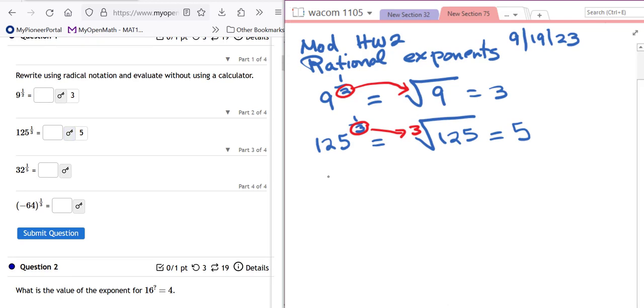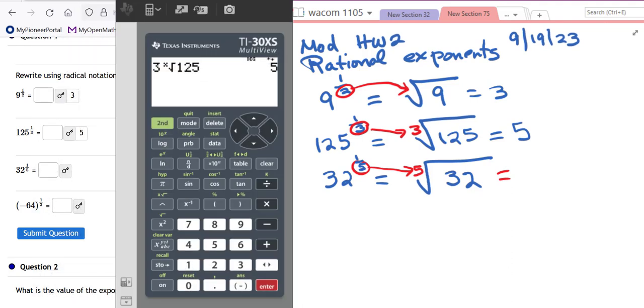Right, 32 to the 1/5 is 5th root of 32. So just getting used to switching your notation. 5th root of 32 you could do on your calculator. So I would have to put the 5 in first. Second, any root, so that's doing a 5th root. Some of the calculators are a little nicer. It will actually put the 5 right where the x is. 32, enter. And this is a 2.